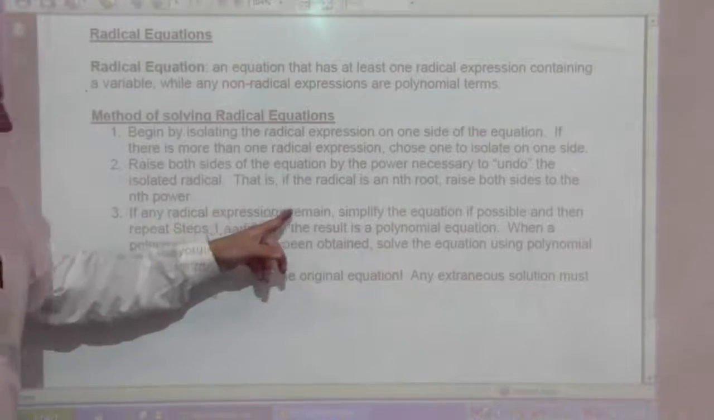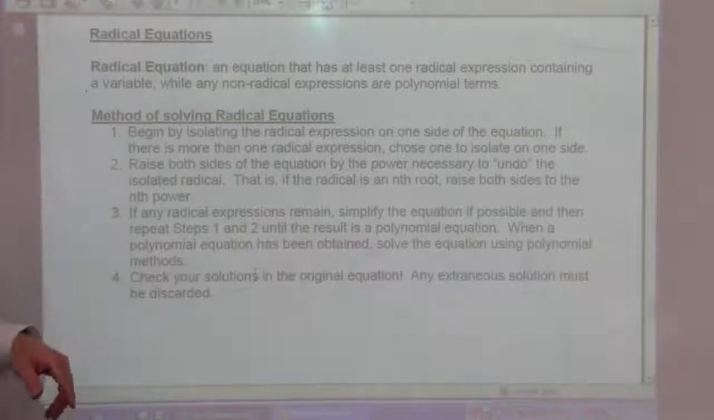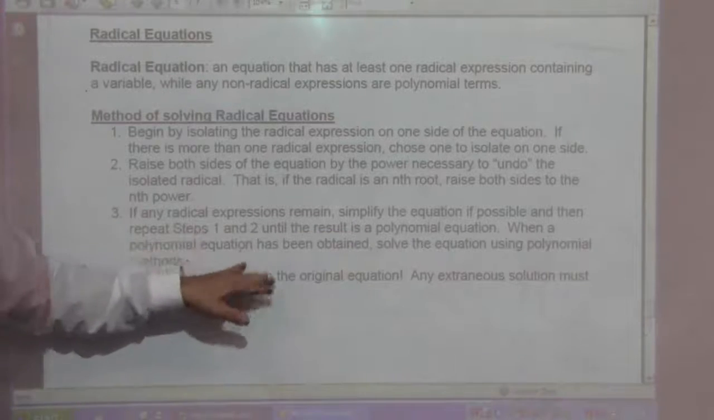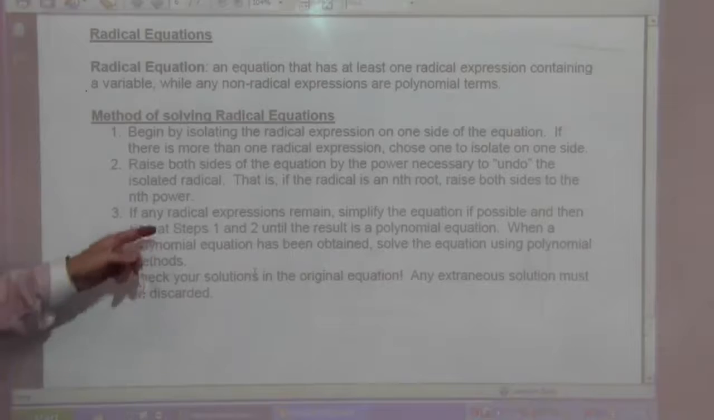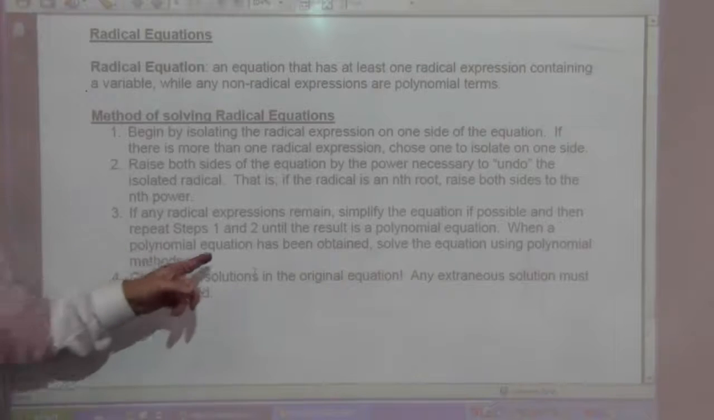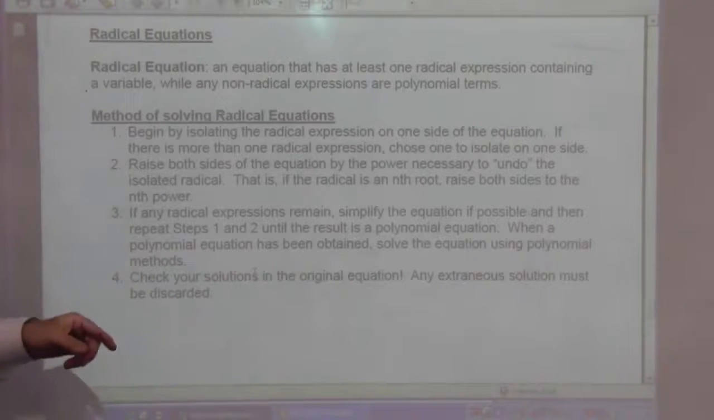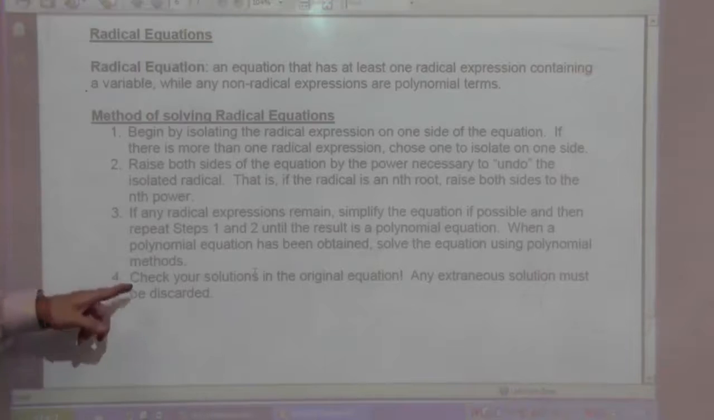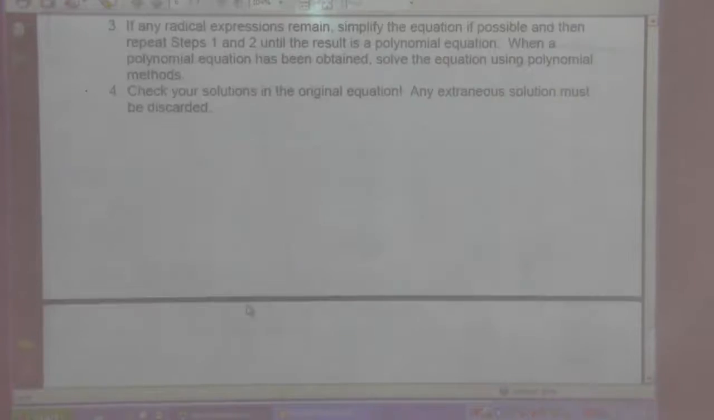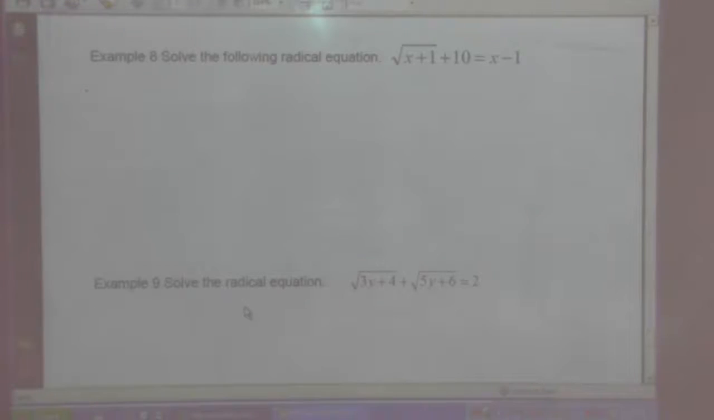If any radical expressions remain, simplify the equation if possible, and then repeat steps 1 and 2 until the result is a polynomial equation. When a polynomial equation has been obtained, solve the equation using polynomial methods. Check your solutions in the original equation. Any extraneous solutions must be discarded. And you do end up with extraneous solutions in this. It's pretty common.